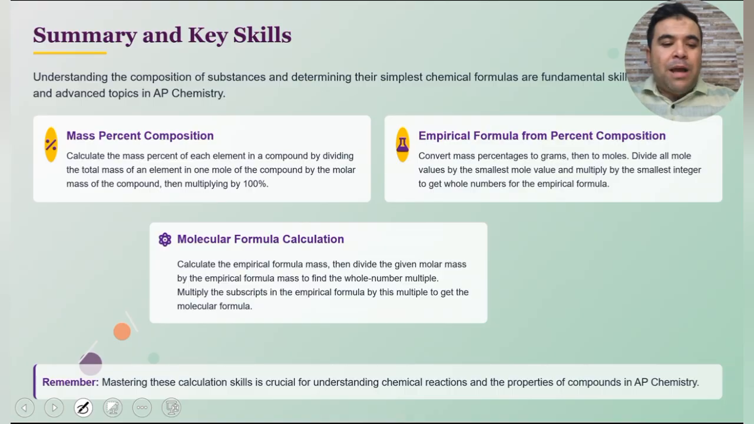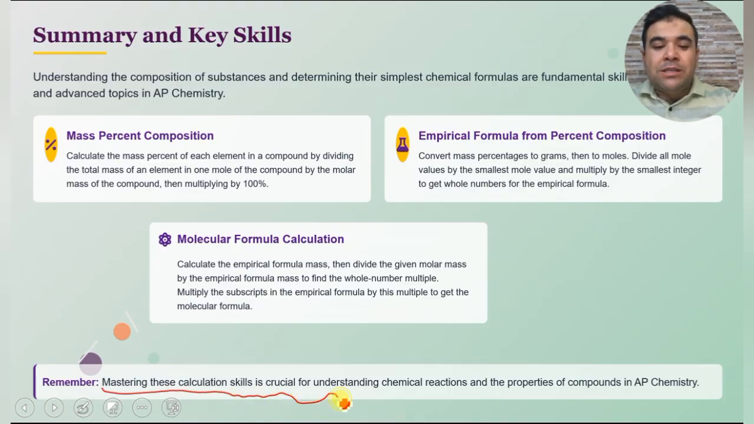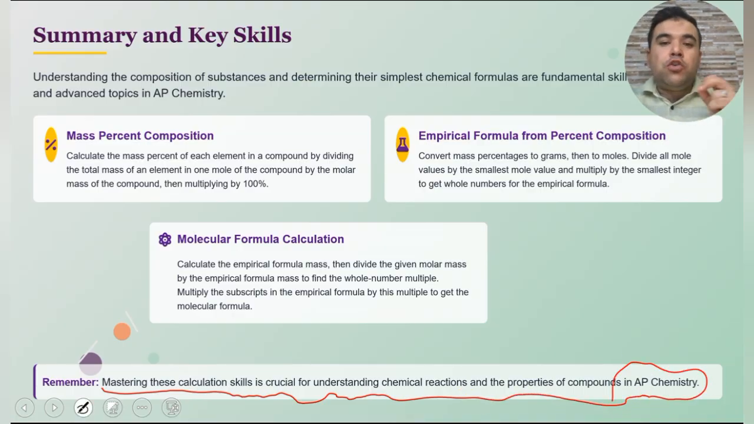Remember that mastering these calculation skills is crucial for understanding chemical reactions and the properties of compounds in AP chemistry. You should solve and practice, which is the key to be professional in a specific topic.